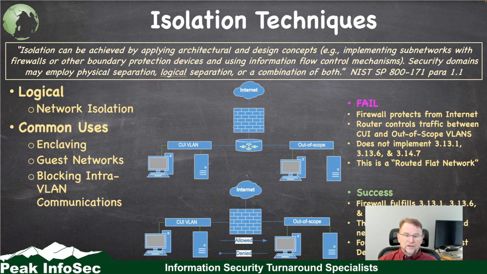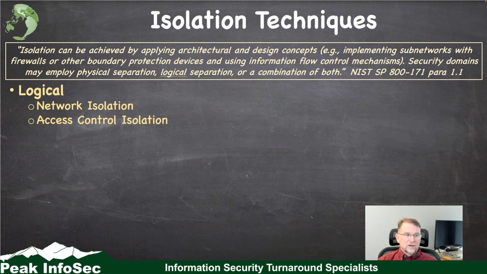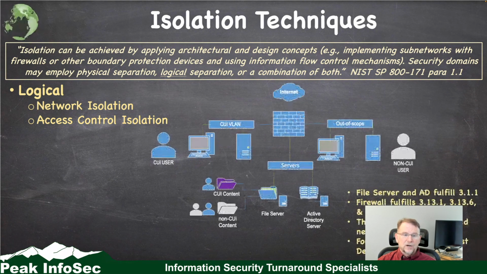So likewise, as we move on, we need to talk about access control isolation. So let's take our current model and we're going to make it a little bit more complicated. We are now going to add a server VLAN. And in that server VLAN, we've now got Active Directory. We've now got a file server that is storing content. It's all in the same server. But on that file server now, we've got different folders. One folder's for our CUI content and another folder's for non-CUI content. Great. In this approach, the file server and Active Directory are fulfilling and limiting access to the environment.